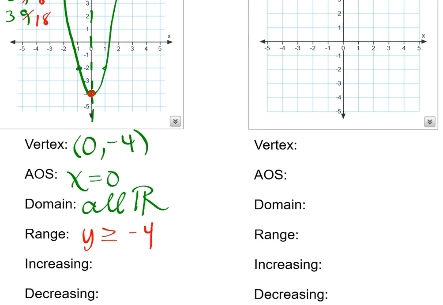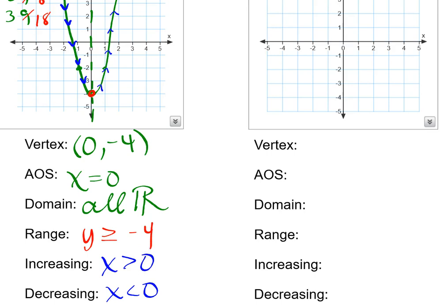Then we want to look at increasing and decreasing. We notice on the left-hand side that our value is decreasing. So it's decreasing where x is negative, x is less than 0. And then after the vertex, it's increasing in value. So it's increasing where x is greater than 0.